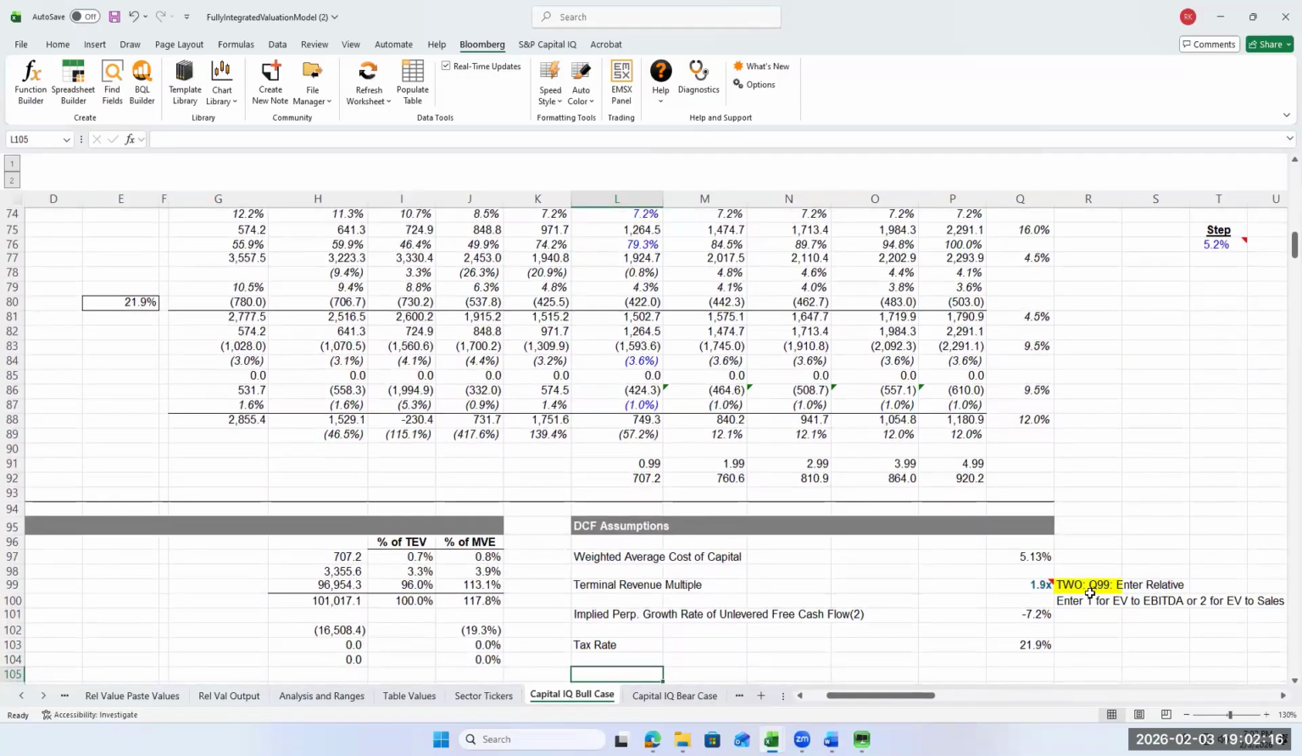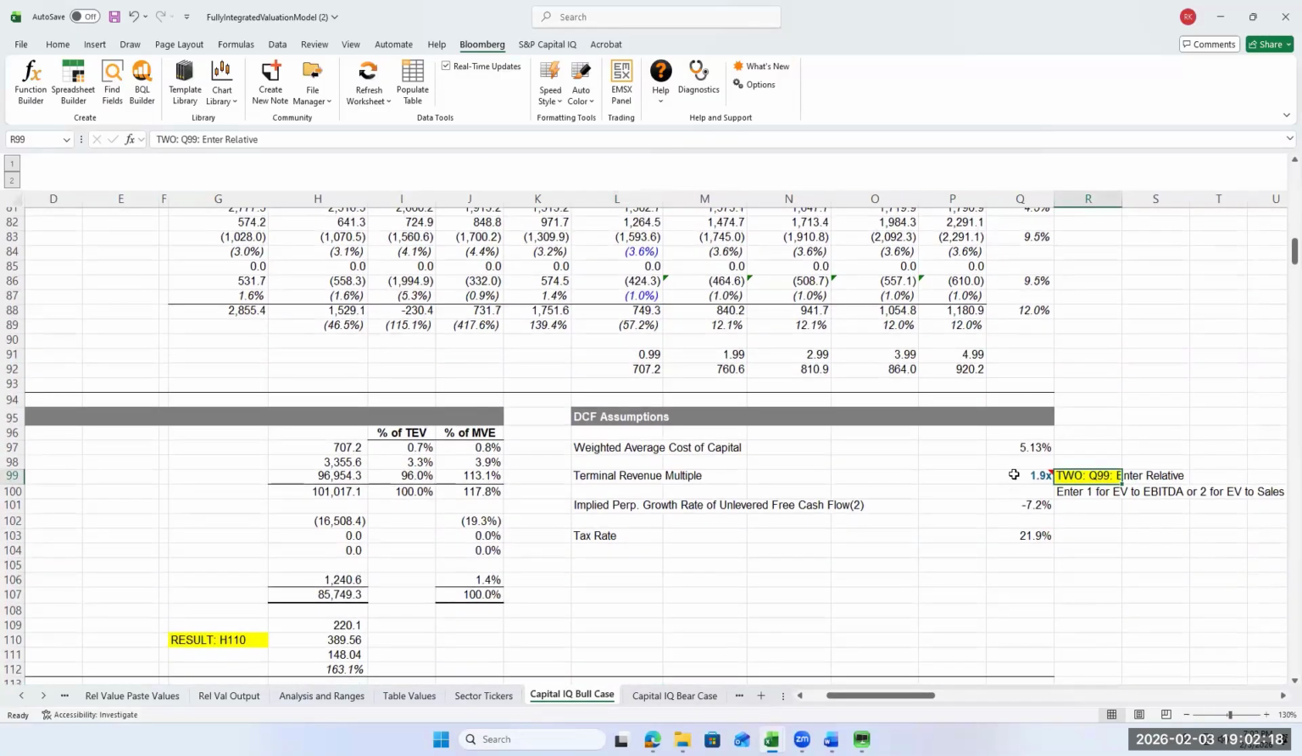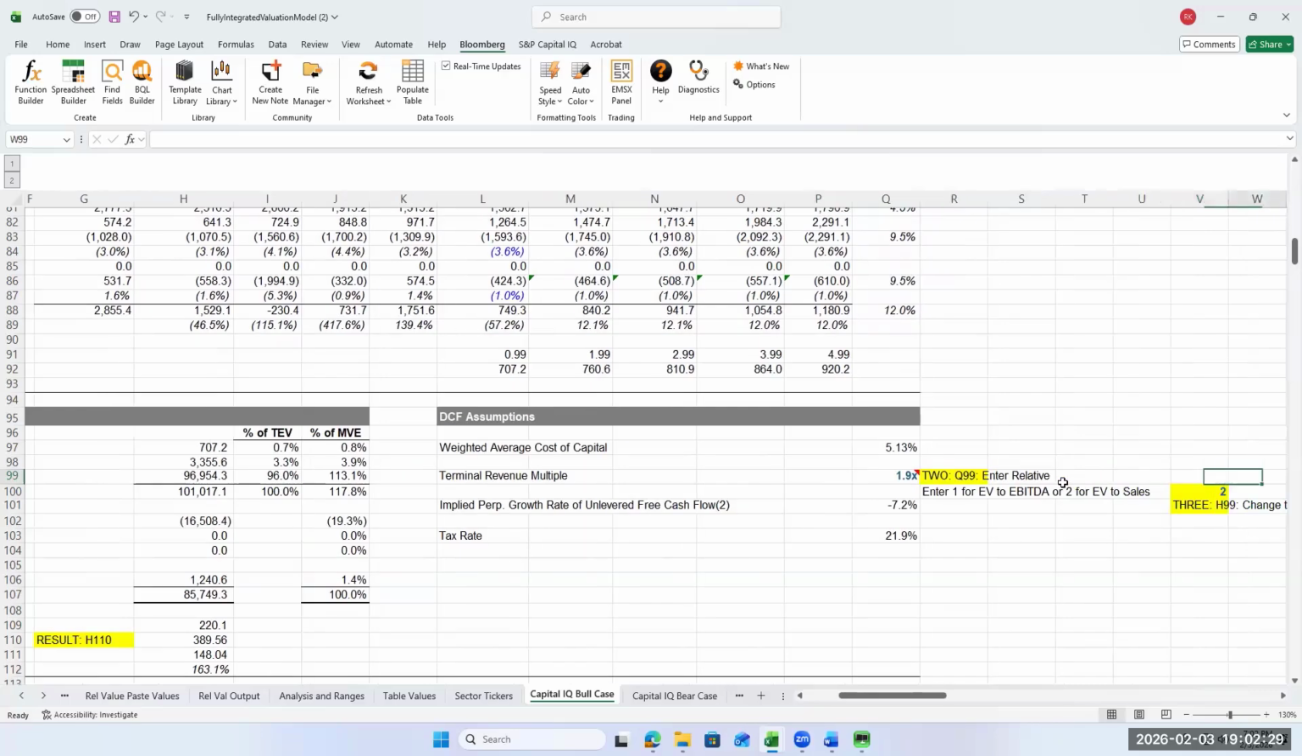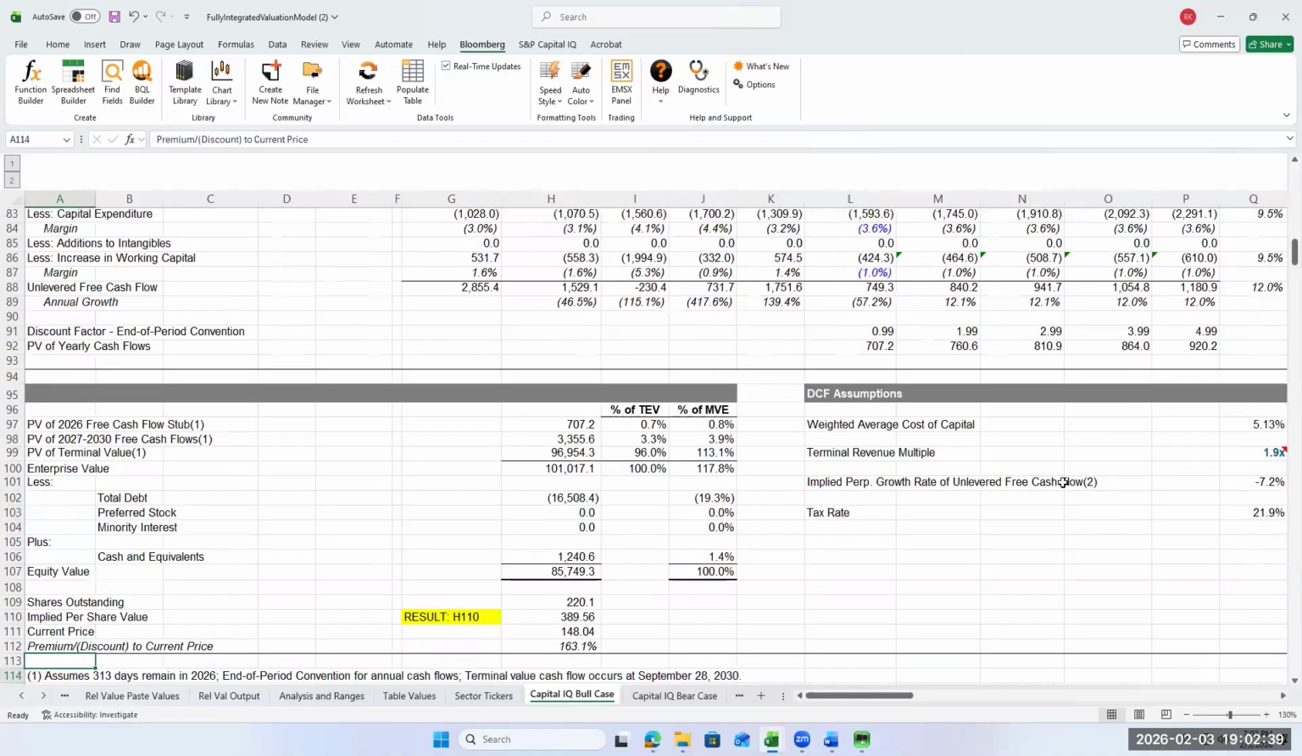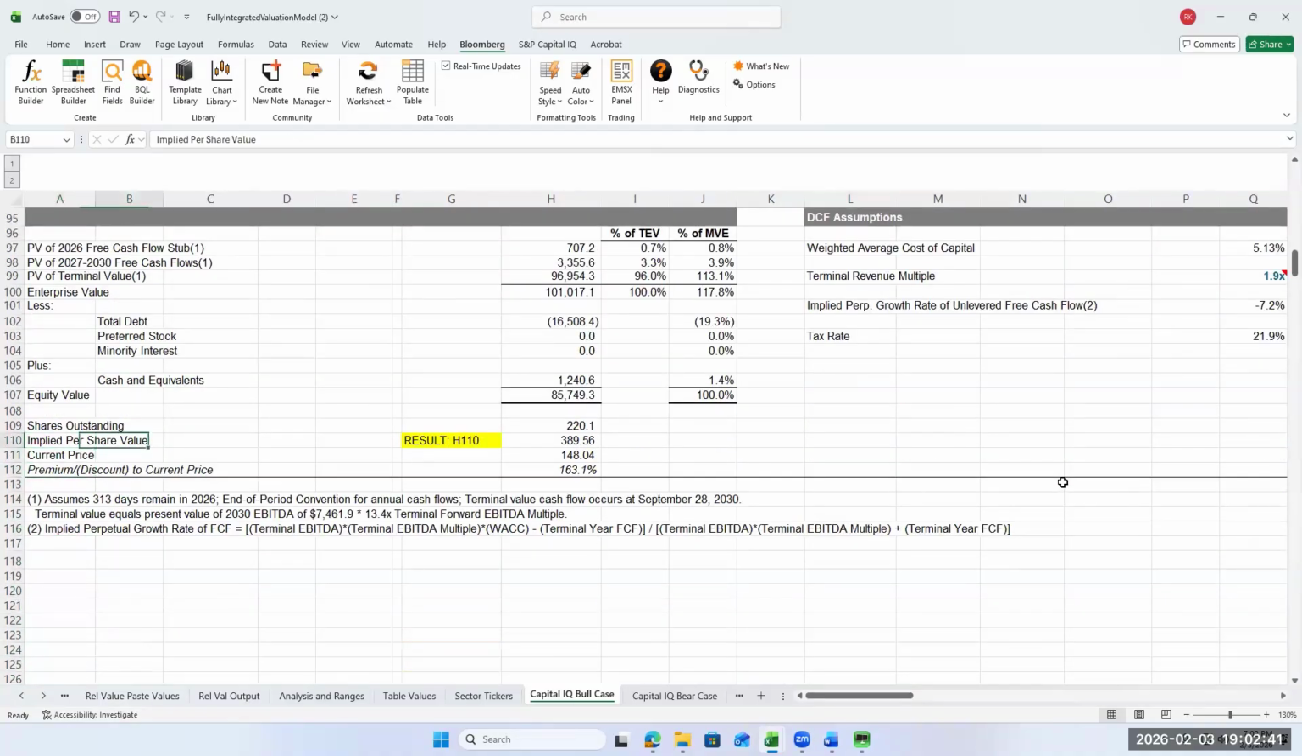It's already set up to use whatever ratio you're using. So here I'm using EV to sales. So it's already set up to do that. The model just tells it, because whatever you use in the relative value analysis, that's what it's going to use. Everything else is set up.